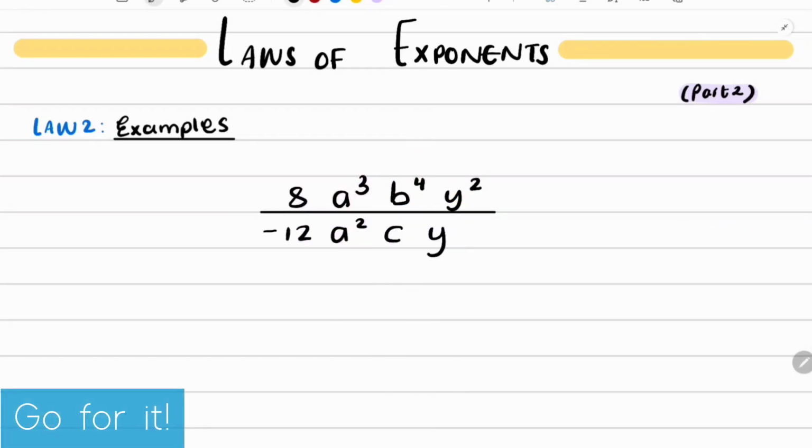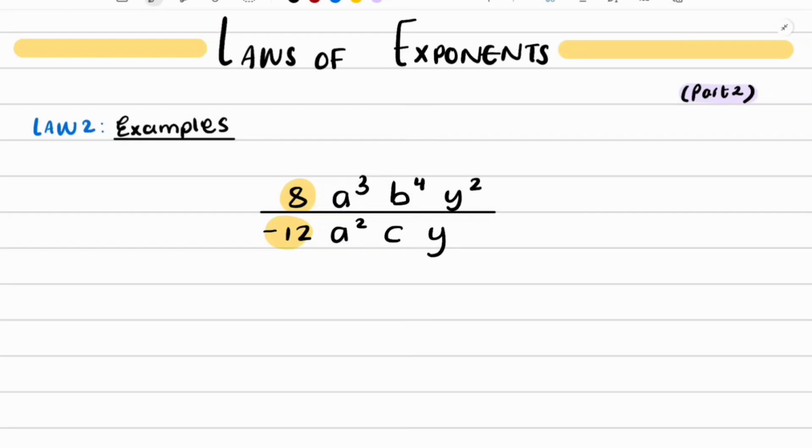Here's your next example. Okay, so here we have an 8 divided by a negative 12. So I'm already starting with the numbers. We're going to divide the numbers. As you can see, 8 can't really go into negative 12. However, they do have things in common.